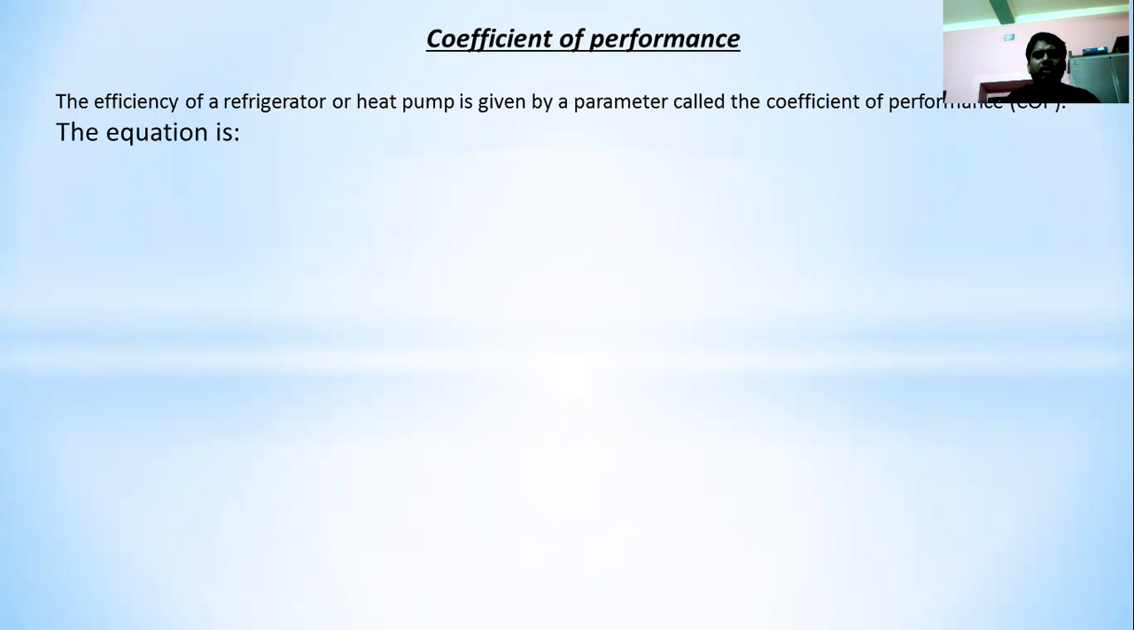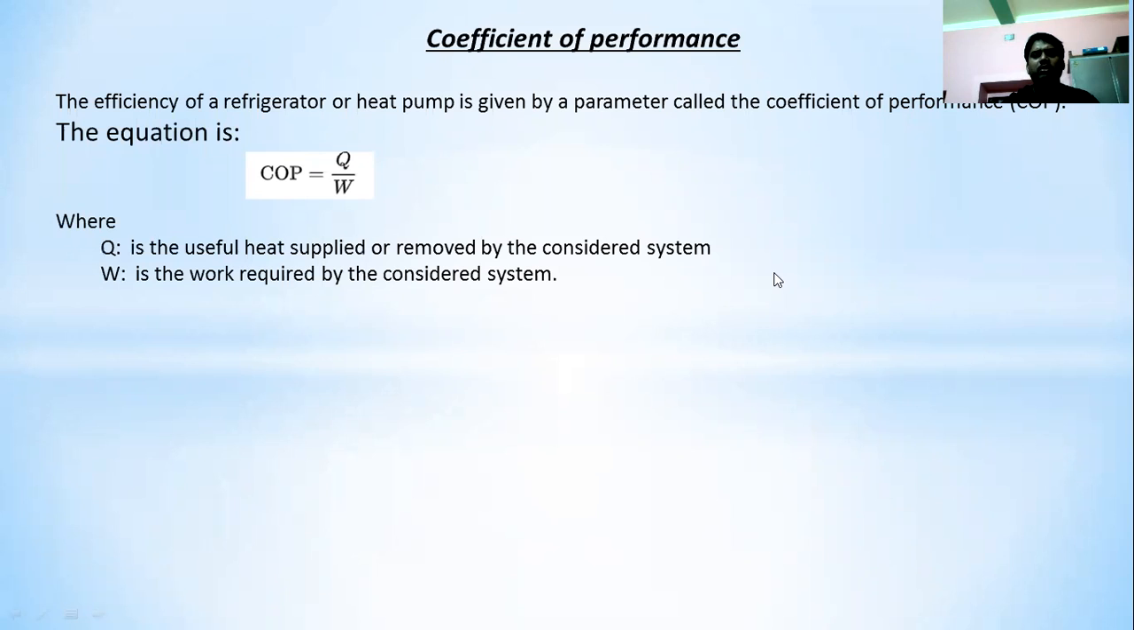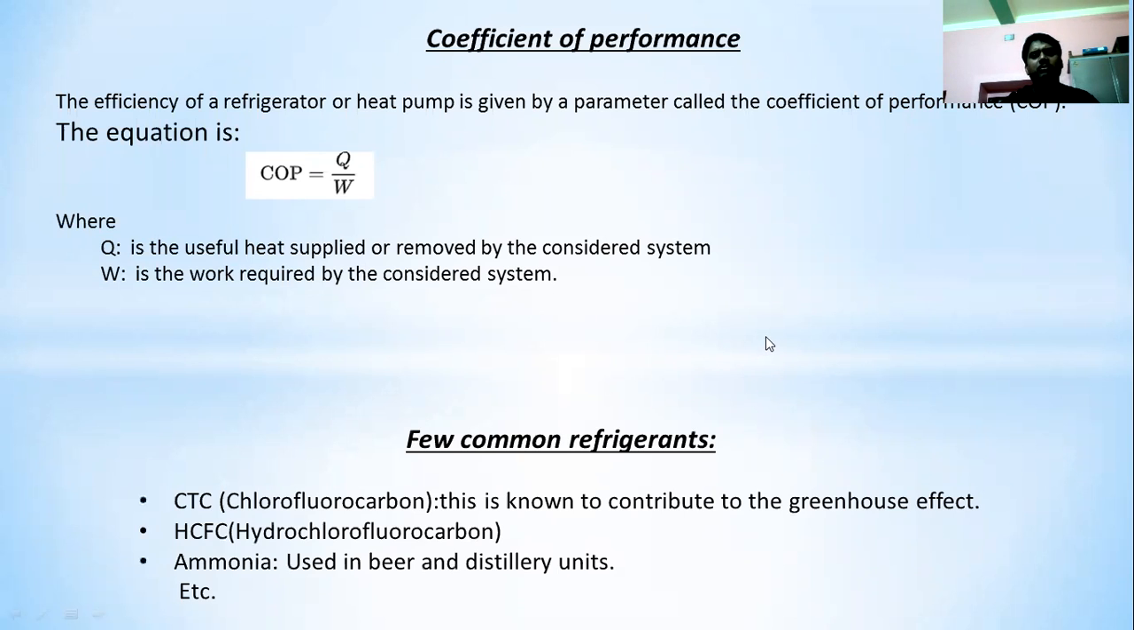Now we should know about the coefficient of performance. Coefficient of performance means nothing else, it is basically output divided by input. Now let's see. The efficiency of a refrigerator or heat pump is given by the parameter called coefficient of performance, generally called COP. The equation is COP equals Q by W. What is Q? Q is the useful heat supplied or removed by the considered system. W is the work required by the considered system. So this is the coefficient of performance.